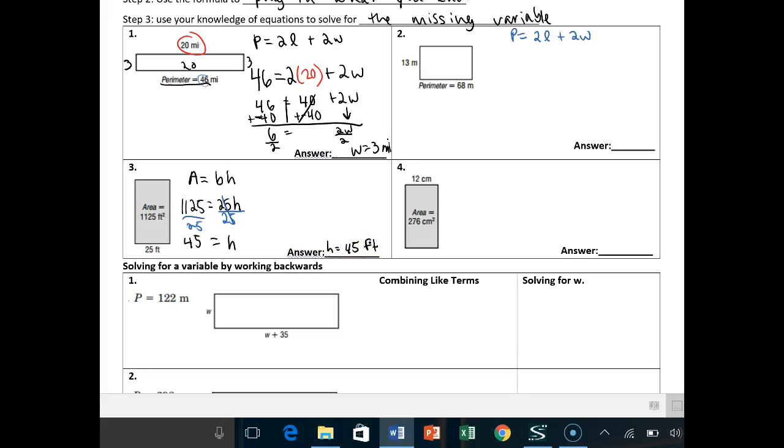Again, if I were you, I'd go ahead and pause the video right now and try to do number 4. Again, we're working with area, so we'll use our area formula: area is equal to base times height, and then you plug in.